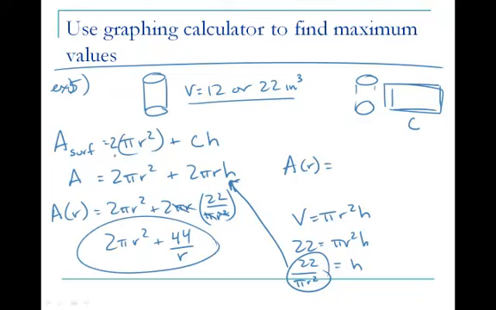So again, we took the surface area and wrote it in terms of r and h. I went back and used volume, which is pi r squared h, and wrote h in terms of r so that I could substitute in to get an equation for surface area just in terms of r.